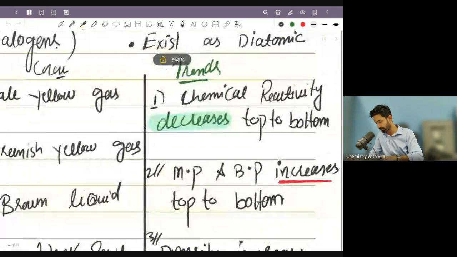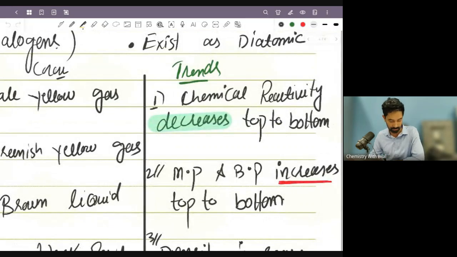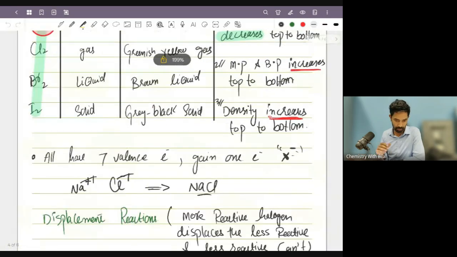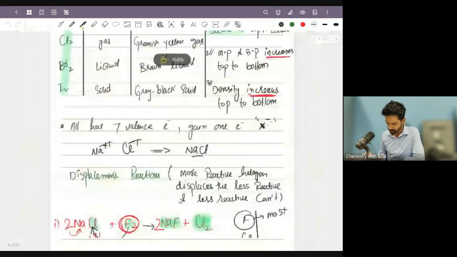Trends are more important, which are exactly opposite to what we've studied in group 1. In group 1, the chemical reactivity increases. Here we can say the chemical reactivity decreases top to bottom. In group 1, the melting point decreases. Here the melting point increases. But the density remains the same as in group 1. It increases as you go top to bottom.